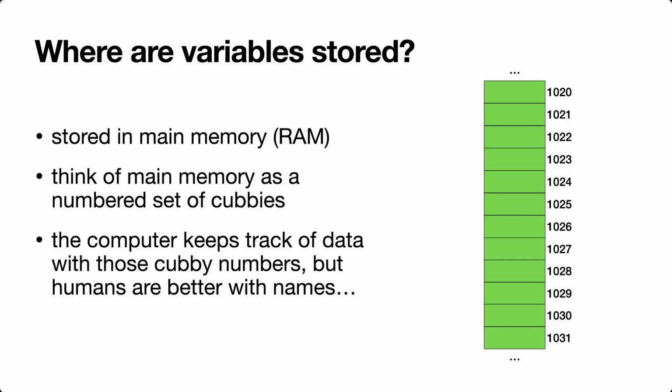Now, computers are great with numbers. They don't like letters, words, sentences so much. Obviously, they can operate on these things, but when you get down to the bare metal, computers are operating on numbers.